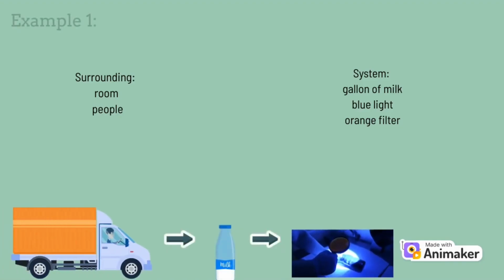Example 1. A truck that was carrying milk got robbed. The suspect left one because he didn't have the time to take all. The detectives came and took the gallon of milk and used blue light with an orange filter to find the fingerprints on a gallon of milk. The surrounding is the room and people, while the system is the gallon of milk, blue light and orange filter.